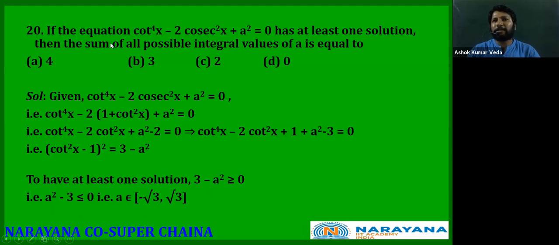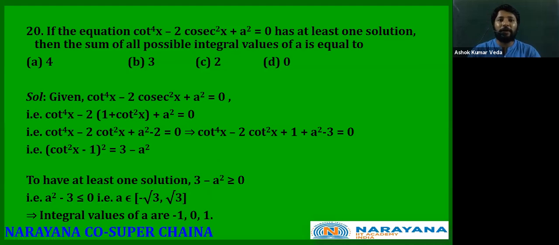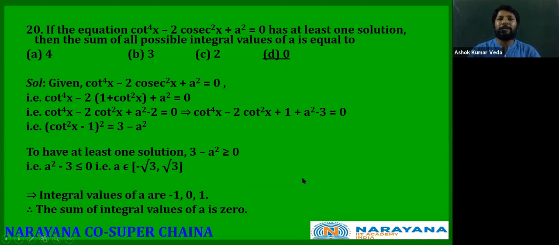But the question asks us for the sum of all possible integral values of a, right? Integral values. So within this interval, what are the integral values of a? It is minus 1, 0 and plus 1, right? Minus 1, 0 and plus 1 are the integers lying between minus root 3 and root 3, and therefore I can say the integral values of a are minus 1, 0 and 1, and therefore their sum is actually 0, right? The sum of all possible integral values of a is 0, which is your answer.